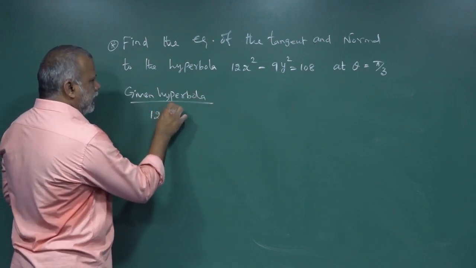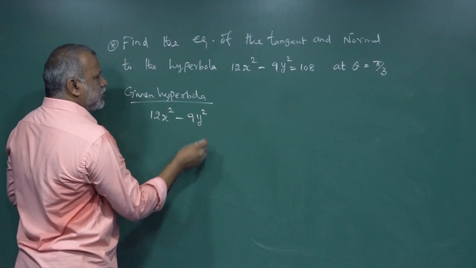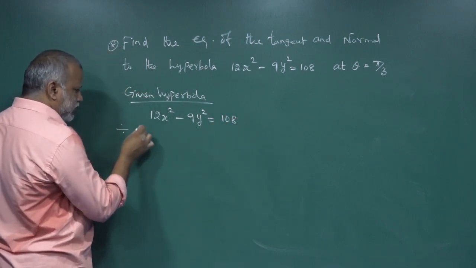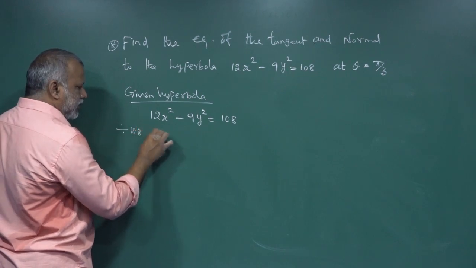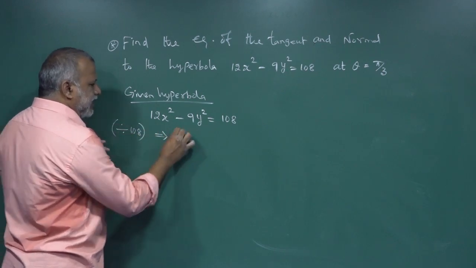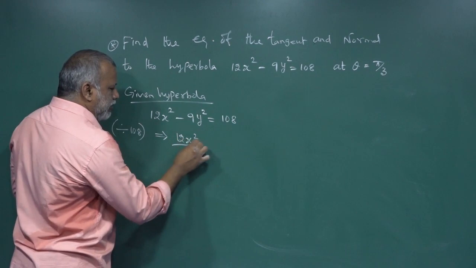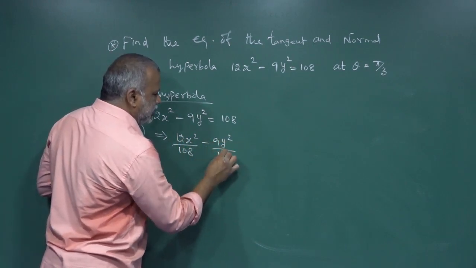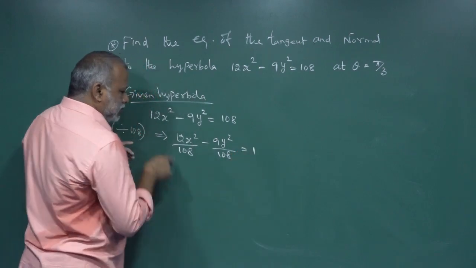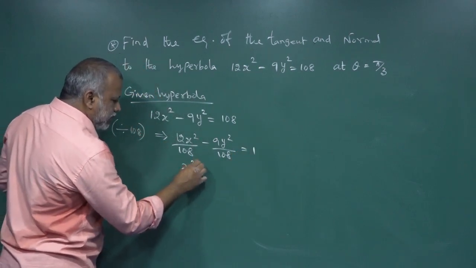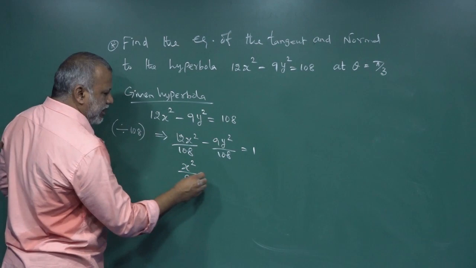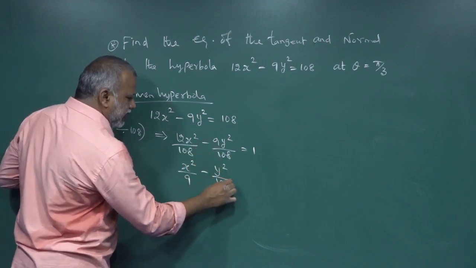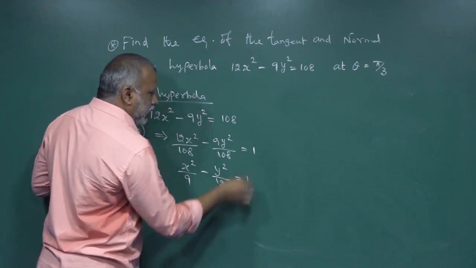12x squared minus 9y squared equal to 108. So we need a squared, b squared. Therefore, it should be converted into the standard form. 12x squared by 108 minus 9y squared by 108 equal to 1. 12 and 108 will be removed. We can get x squared by 9 minus y squared by 12 equal to 1.